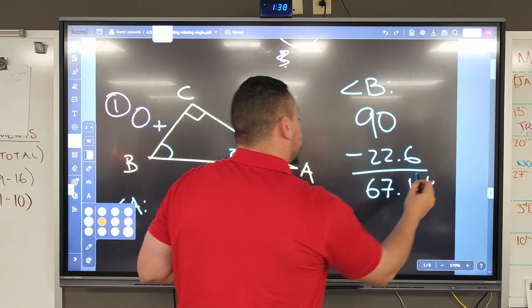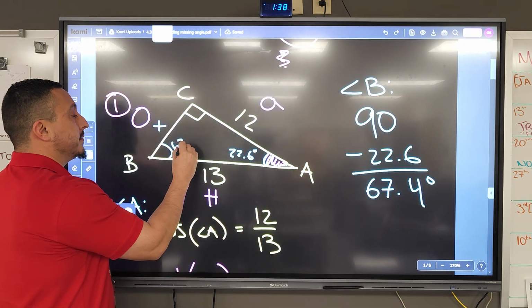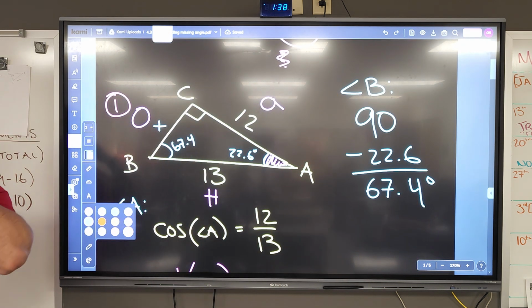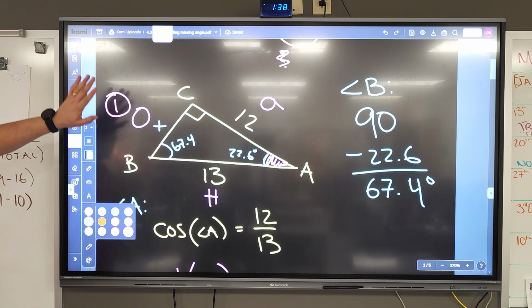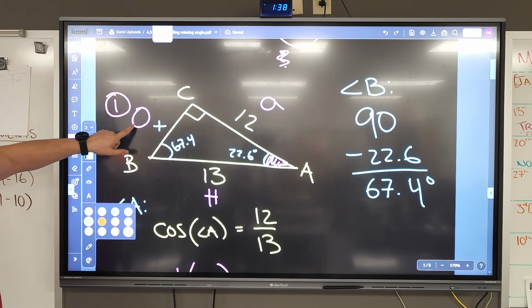Yeah. So this one's 67.4. And I don't have to use the trig function. I could have used the trig function, but I didn't have to because I just, does that make sense? Yeah, we're good? Yes, okay. The only thing I'm missing now is the opposite side, okay?